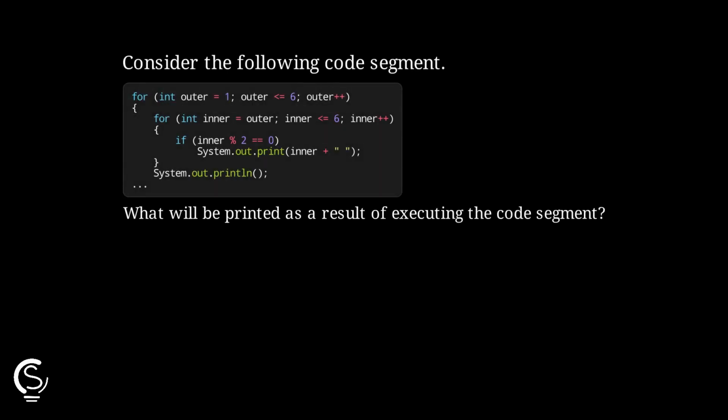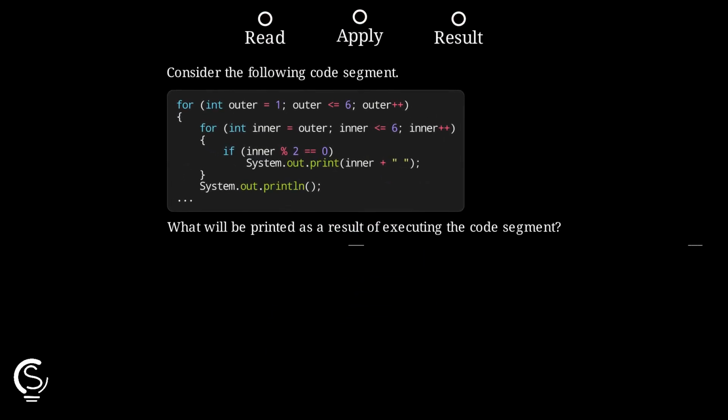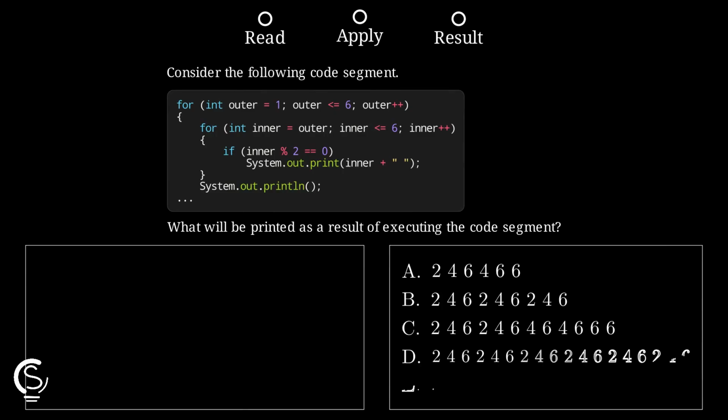Nested loops in Java are tricky to trace. We will break down this code segment to find the output in 60 seconds. The outer loop starts at 1 and runs up to 6. This means the entire inner process repeats 6 times, creating 6 separate lines of output for our final answer here.